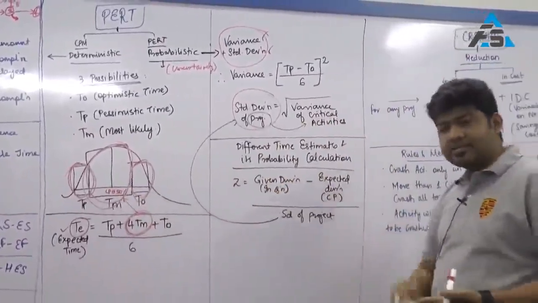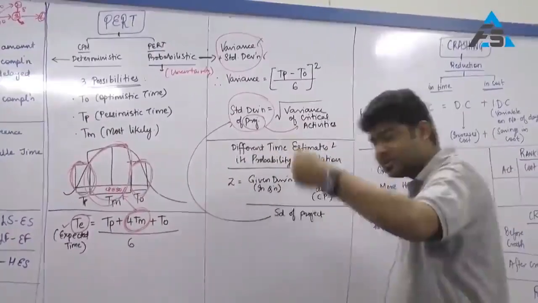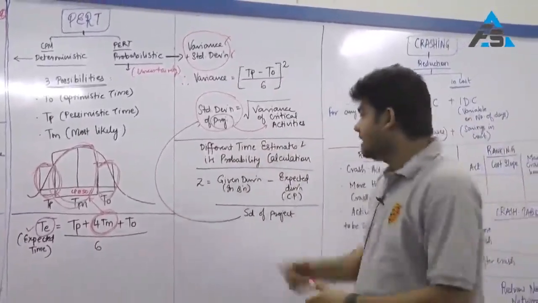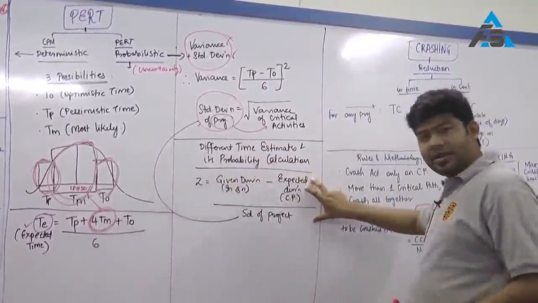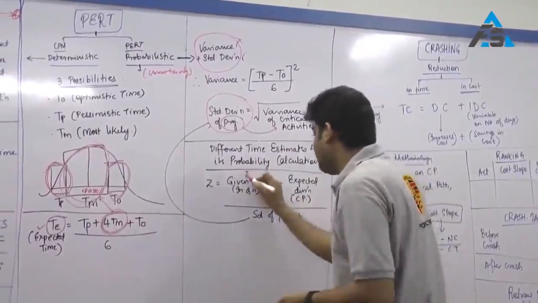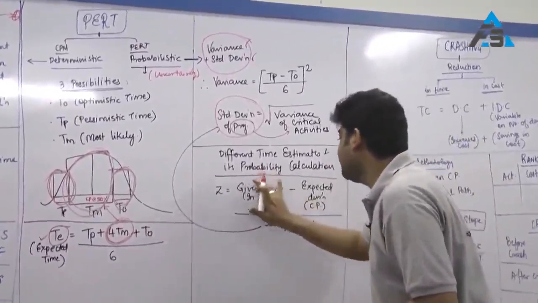In that way, they may ask that if you are given 25 days, then obviously the probability increases. If you are given 15 days, then obviously the probability decreases. How much the probability is going to increase or decrease will be calculated by this formula. The given duration, which is say 20, will be given in the question.